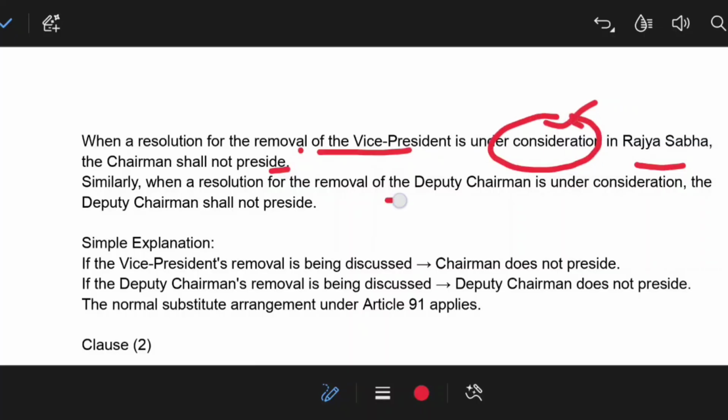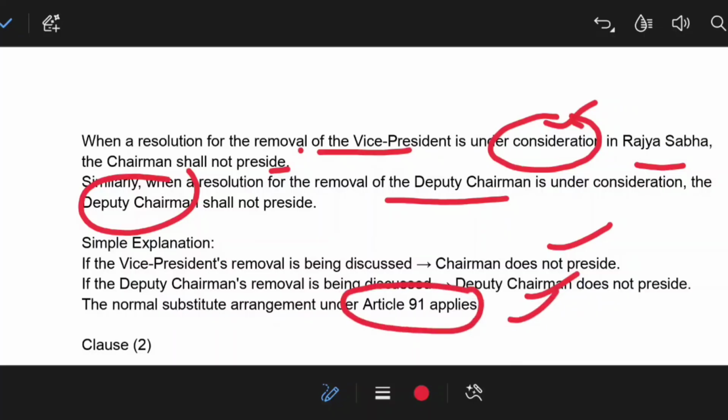So the chairman shall not preside when a resolution for his removal is under consideration. Similarly, when a resolution for the removal of the deputy chairman is under consideration, the deputy chairman will also not preside. Then who will preside? If the vice president's removal is being discussed, the chairman does not preside. If the deputy chairman's removal is being discussed, the deputy chairman does not preside. The normal substitute arrangement under Article 91 will apply. I have already discussed two cases, clause 1 and clause 2 of Article 91.